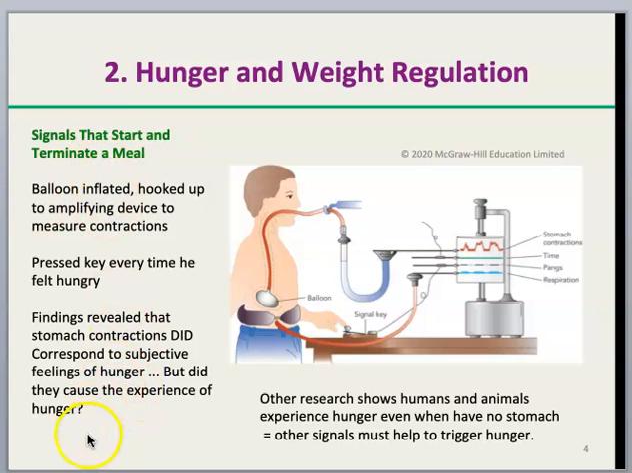The findings revealed that the stomach contractions did correspond to the feelings of hunger. But the question is, did they cause the experience of hunger? So just because your stomach contracts, does that make you feel hungry? That's the question. So other research shows humans and animals experience hunger even when they have no stomach, is the other part they're talking about.